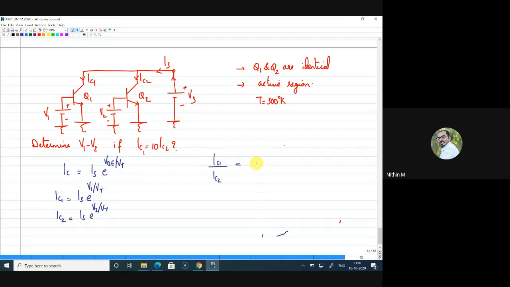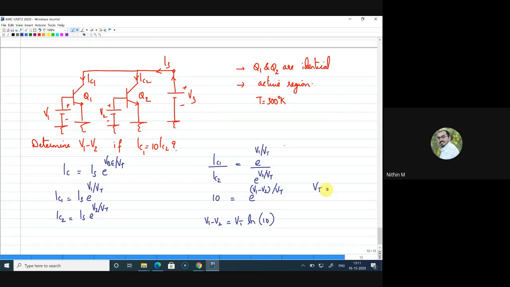So IC1 by IC2 can be written as, IS will get cancelled. So it is e to the power of V1 by VT divided by e to the power of V2 by VT. So IC1 by IC2 is given as 10, that is given. 10 is equal to e to the power of V1 by VT divided by e to the power of V2 by VT. You can write it as V1 minus V2 by VT, or when you solve this, we can write V1 minus V2 as VT into ln of 10.